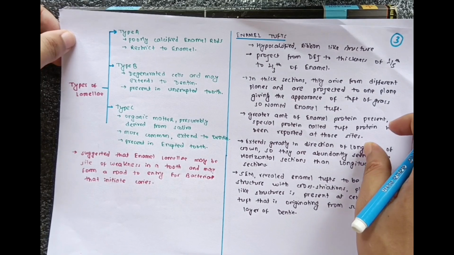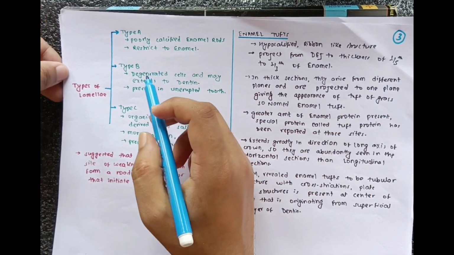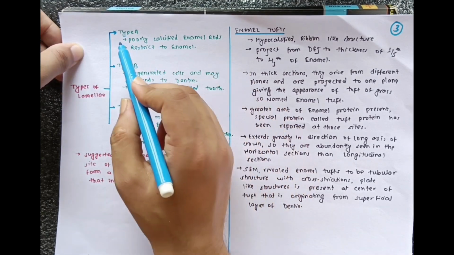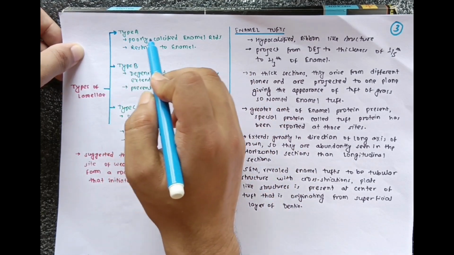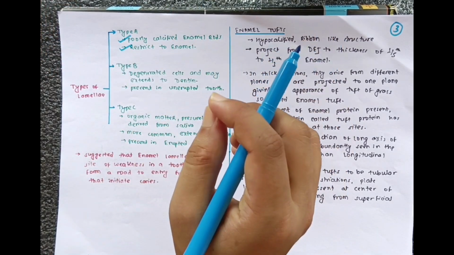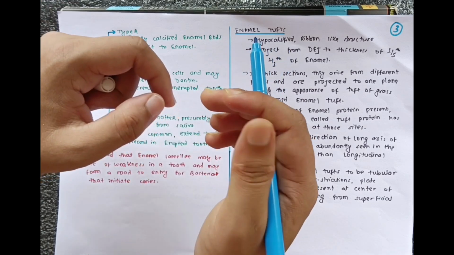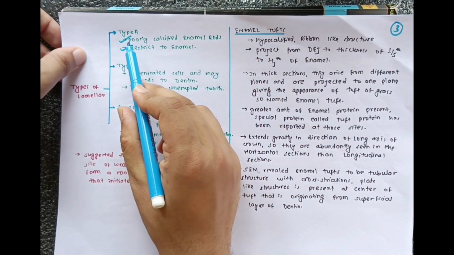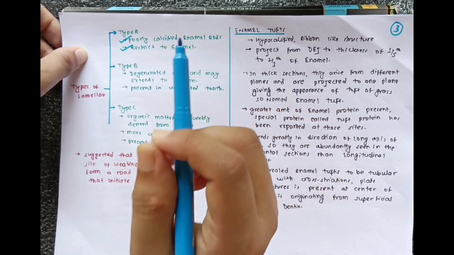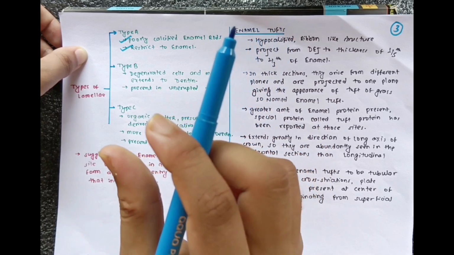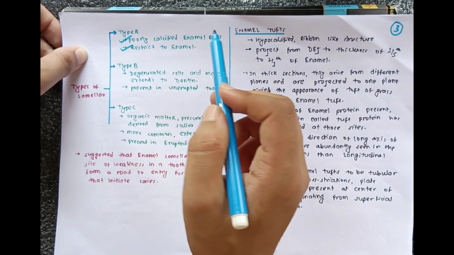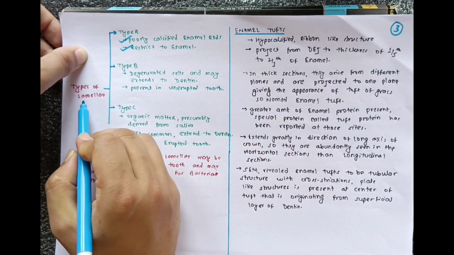And we have primarily three types of enamel lamellae: type A, type B, and type C. Type A means a poorly calcified enamel rod is present, and it is restricted to the enamel. As it is restricted to enamel itself, its content should be what is present in the enamel, and that is the enamel rod. So it is easy to remember: poorly calcified enamel rods and restricted to the enamel.